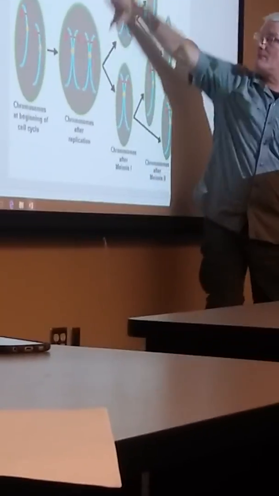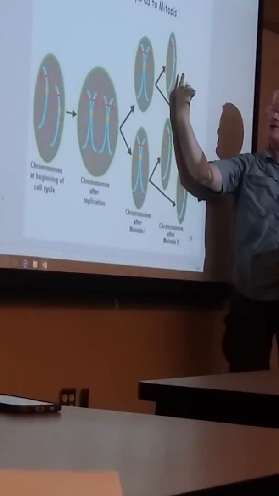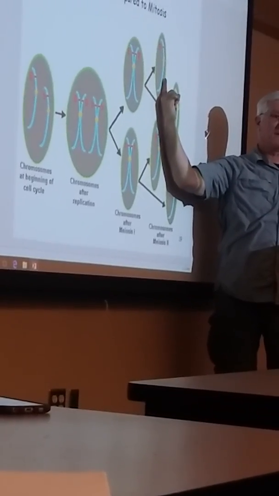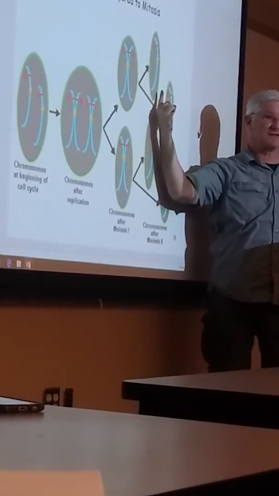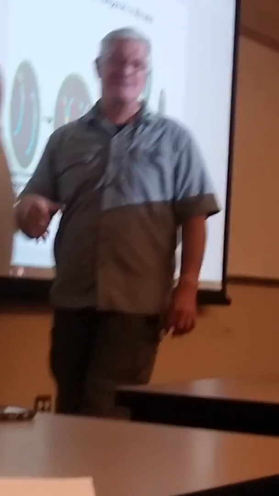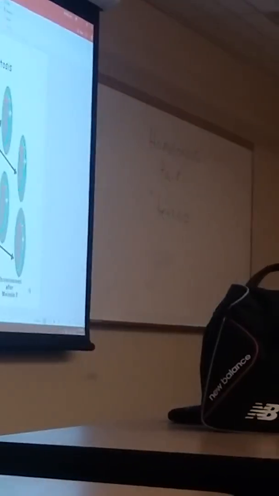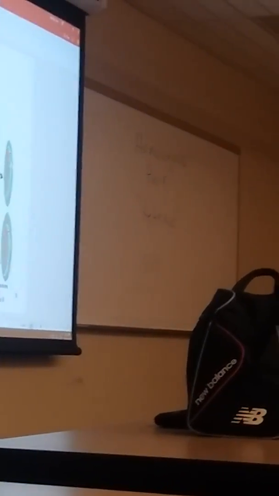So we separate the homologous pairs. What are we separating now to go from here to here? The sister chromatids. Exactly. You're separating sister chromatids. So first we separate the homologous pairs, then we separate sister chromatids. Don't worry, we're going to walk you through this, and you're going to do this in lab with colored pencils. You're going to get lots of practice with this.